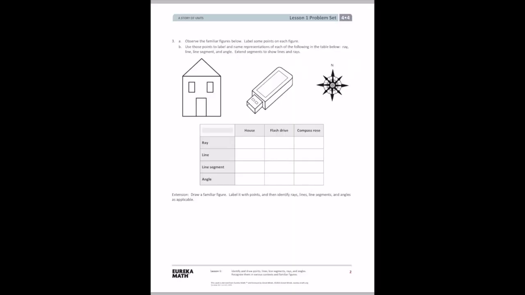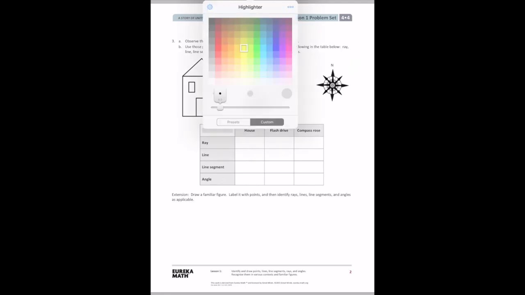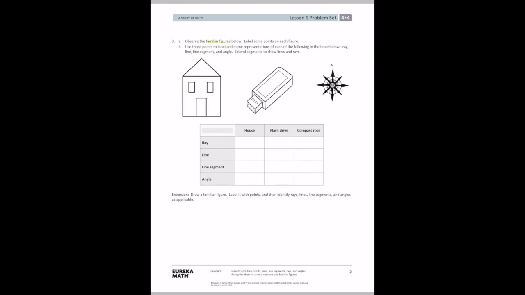We'll take a look at these different types of familiar figures. Familiar being that you probably have seen them before. There's a stick figure of maybe you can call that a house, or possibly for some of us in 3D printing, we say, oh, it looks like a robot head, possibly 2 eyes and a mouth with a little hat. And then there's a USB stick or memory stick. And then we see, lastly, a compass. So label some points on each figure. Okay. Well, let's go ahead and label some points.